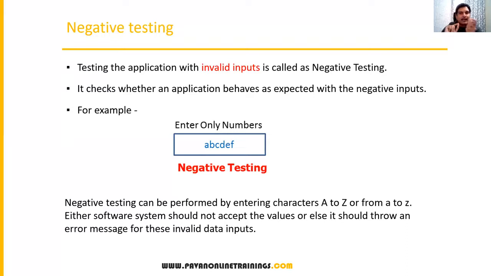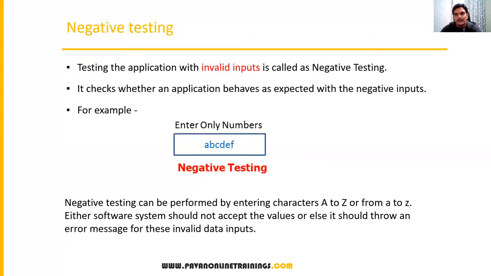Suppose when I say valid username, valid password, it should successfully log in. That is positive testing. When I pass invalid username and invalid password, the application should not log in. That is negative testing. So testing the application with the positive data is called positive testing. Testing the application with the negative data is called negative testing. So when you're writing your test cases, you should make sure you cover positive test cases as well as negative test cases.